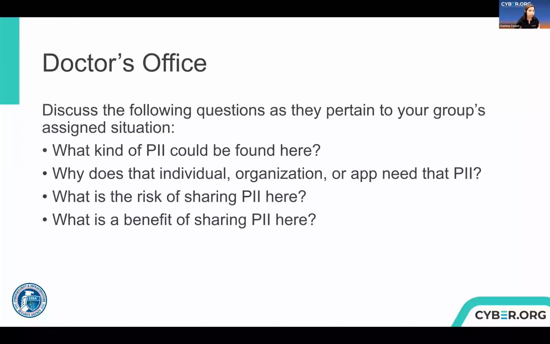So we look at somewhere that really needs that information and works really hard to protect that information, which is a doctor's office, compared to this next one, which is a social media app. So again, what type of PII could be found on a social media app? And then why would the organization, the app, need that PII? And then even if the app didn't require you to enter it, what other types of information are students actively sharing about themselves on that social media app? What is the risk of sharing PII there? And then is there a benefit for sharing PII on a social media app? So having students really compare the two, doctor's office and social media app, and answer the same questions about both of them.